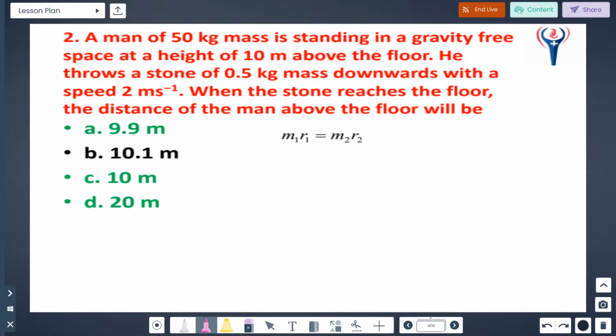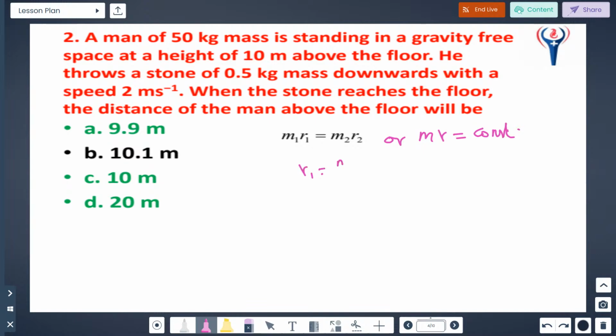A man of 50 kilogram mass is standing in a gravity-free space at a height of 10 meter above the floor. He throws a stone of 0.5 kilogram mass downwards with a speed 2 meter per second. When the stone reaches the floor, the distance of the man above the floor will be dash. That is m1 r1 equal to m2 r2, or mr is constant. And from this find r1, and m1 is 50 and r1 you want to find.